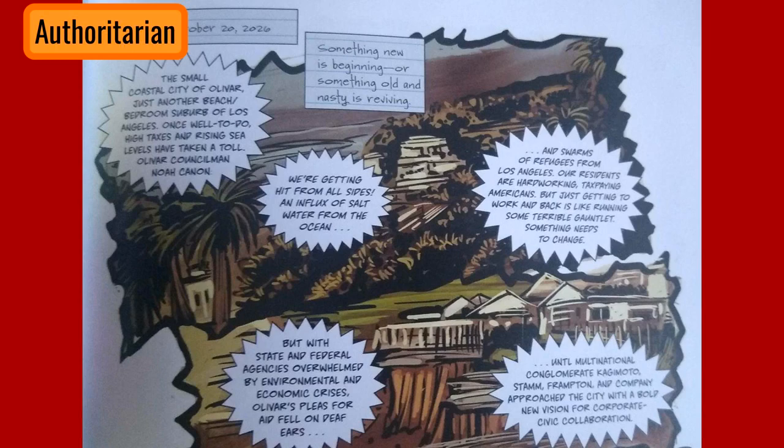So we can be skeptical of him, but clearly he is responding to dystopianism, and as Lauren says here, "something new is beginning, or something old and nasty is reviving." And this new or possibly old nasty thing comes in the form of multinational conglomerate Kajimoto Stam Frampton and Company, or KSF, who approached the city with a bold new vision for corporate civic collaboration. What KSF propose is that they will buy Olivar. They will buy the town, and then everyone who lives there will then work directly for them.